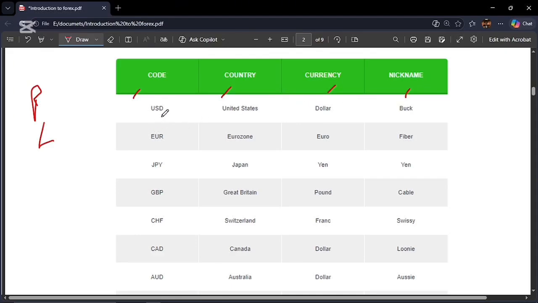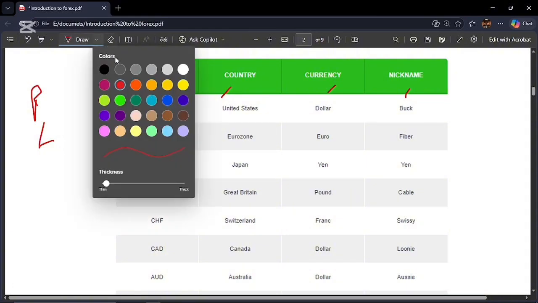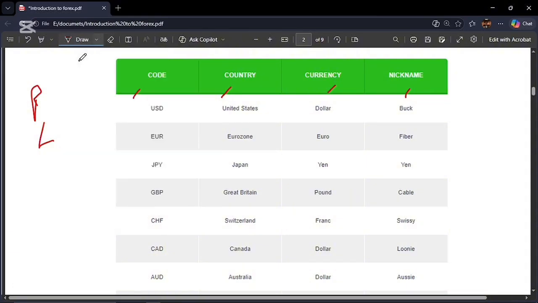Here we have the code of the currency, the country, the currency, and its nickname. Now, the first currency is the USD. As I told you, the first two letters represent the country, which is the United States, and the third letter represents the currency, and that's a dollar. The nickname of a dollar is a buck. You hear people saying, "Man, I made $200." So there are slangs that traders use.